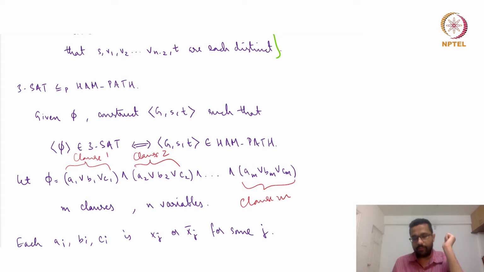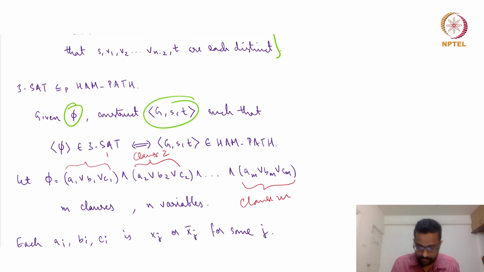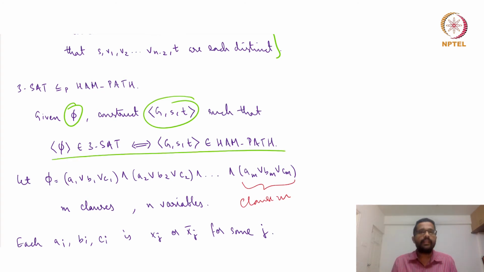So again, what do we need to argue? We need to argue that this construction is in polynomial time. Given phi, which is a 3-SAT instance, the construction of the Hamiltonian path instance G, S, T is in polynomial time. This is not that difficult to see. And then we have to show this kind of equivalence condition, right? The condition being, phi is a yes instance of 3-SAT if and only if G, S, T is a yes instance of Hamiltonian path. Meaning phi is satisfiable if and only if G contains an ST Hamiltonian path. If one of them is a yes instance, the other should be yes. If one of them is a no instance, the other should be no.